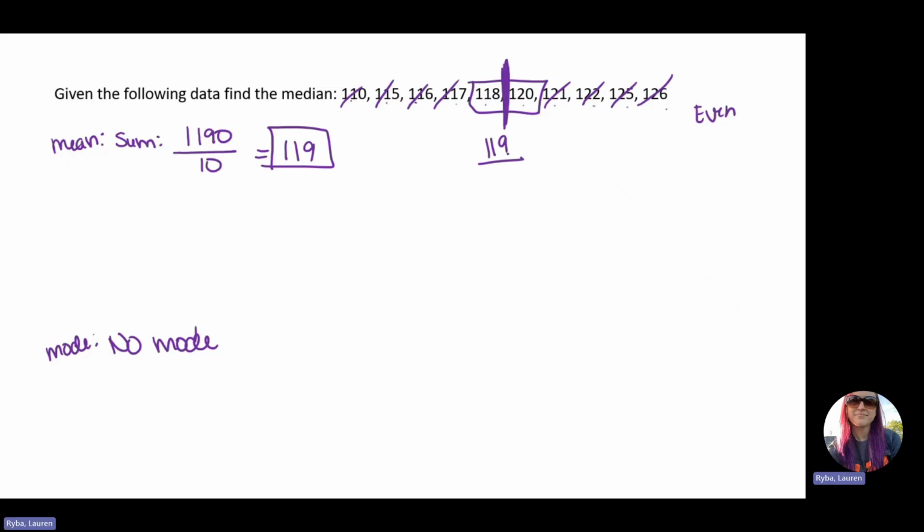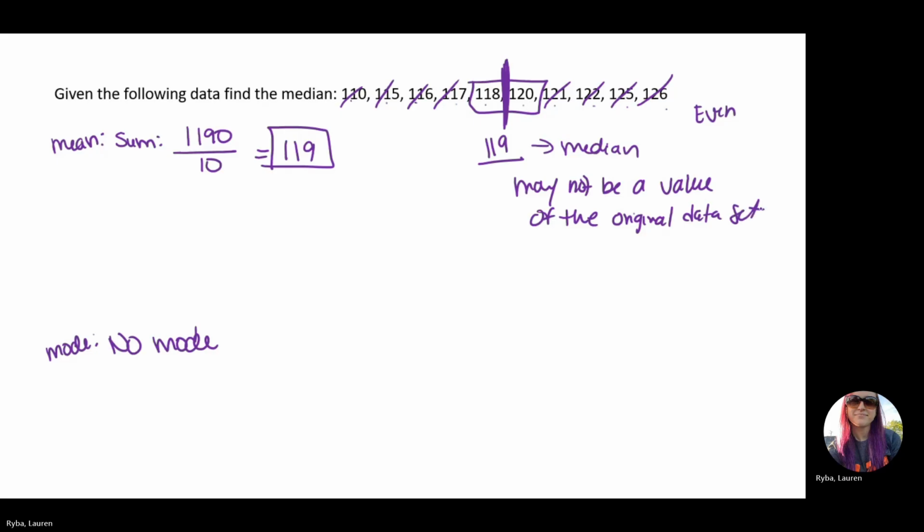So 119 is the median, and there is a chance that your median may not be a value of the original data set. When you have that even set of data, if these two values that you're left with are different, you're going to average them together, and that value will be different. It will not be a value that you already have in the data set. So sometimes that does happen. But you can see then 119 splits the data evenly, 5 below it, 5 above it.